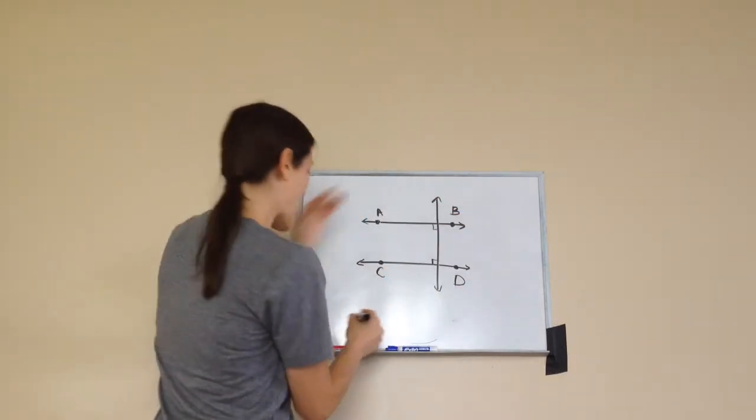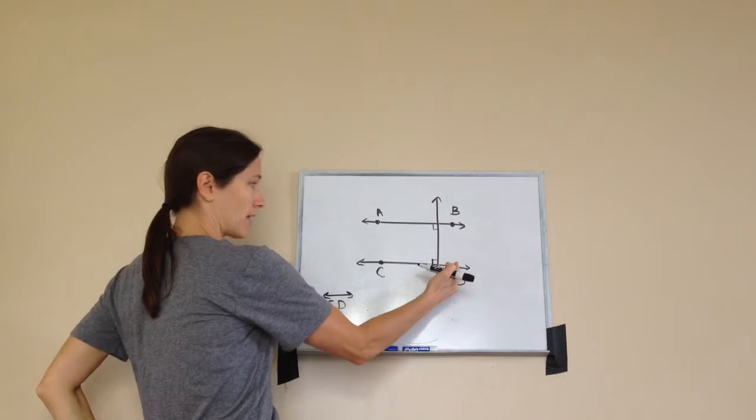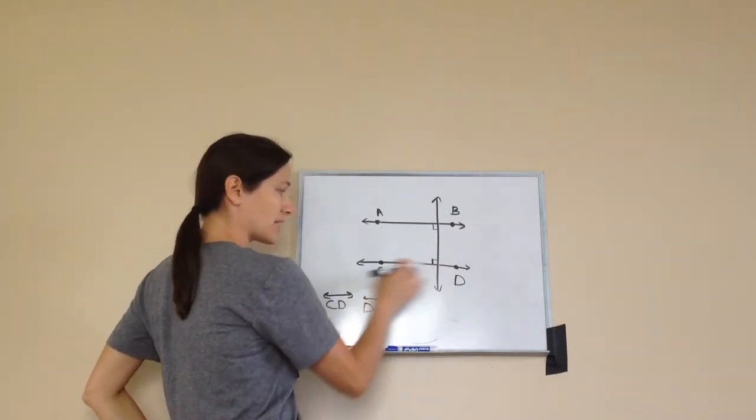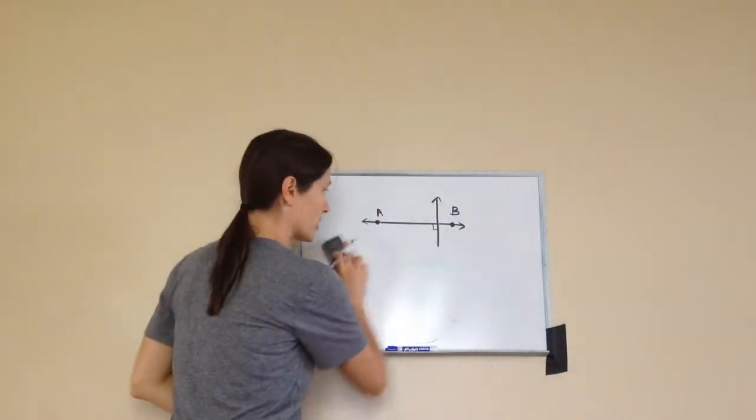We would say line CD would be our answer. Or you can turn it around and say line DC, because either way, it still shows us that this is the line we're talking about. All right, now let's look at another figure.